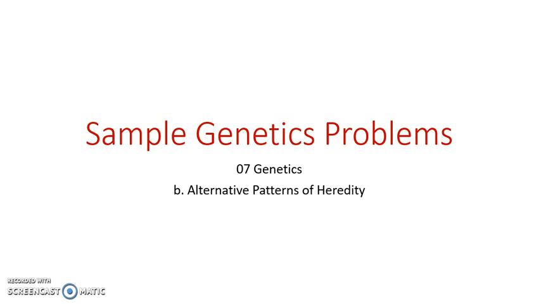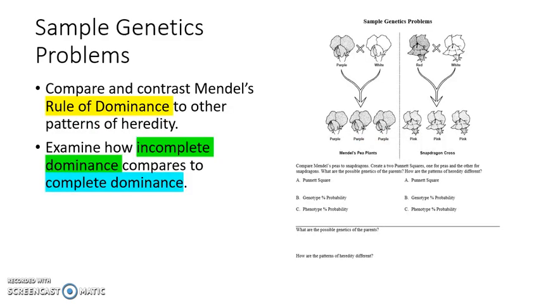This video goes over the sample genetics problems for alternative patterns of heredity. Through these problems, you can compare and contrast Mendel's rule of dominance to other patterns of heredity. We'll examine how incomplete dominance compares to complete dominance. Note that the flowers on the left-hand side are Mendel's peas, and on the right are Snapdragons.